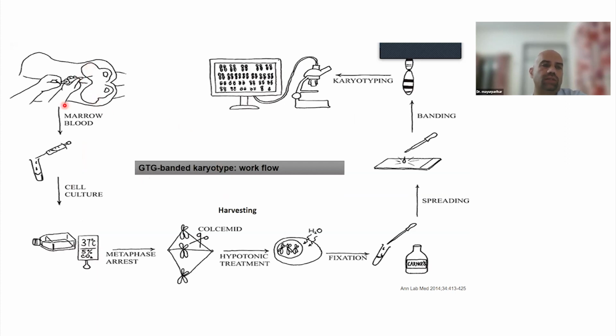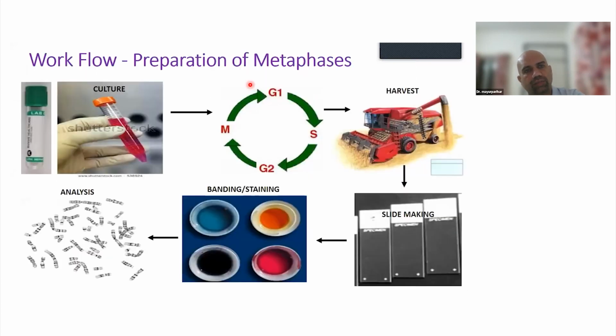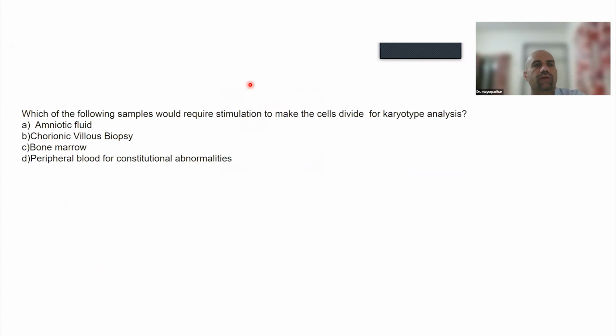So this is what happens in a conventional karyotyping. The marrow is taken, it's put in a RPMI cell culture, put it in an incubator with 5% carbon dioxide. And as the cells start dividing, the metaphase is arrested using Colcemid. If we add some hypertonic solution, we make slides. Those slides are stained or banded. And then we have a microscope with a camera attached. We capture all the metaphases and then analyze them, right? So this is how it goes.